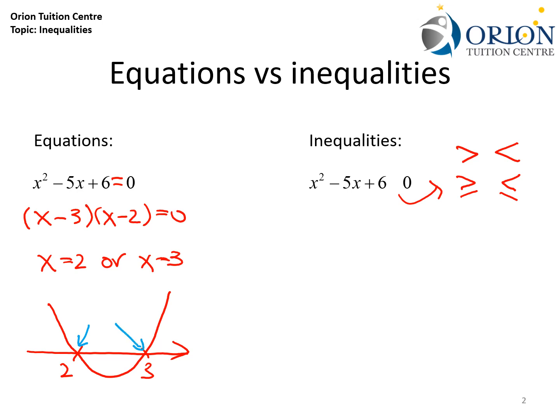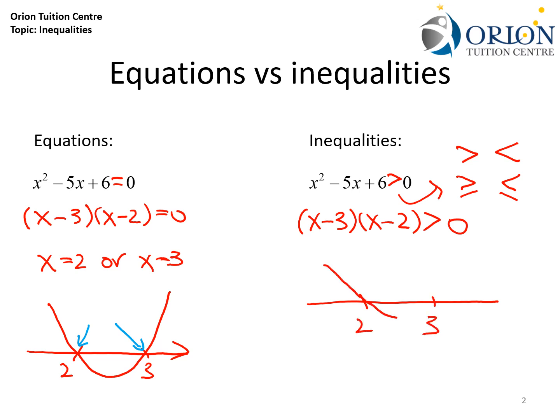However, when we are solving for inequalities, for example, if we are going to solve for x squared minus 5x plus 6 more than 0, what we can do is first factorize it. So x minus 3, x minus 2 more than 0, and we can now draw the same graph of having the roots 2 and 3 like this. And what we want now is the part that is more than 0.